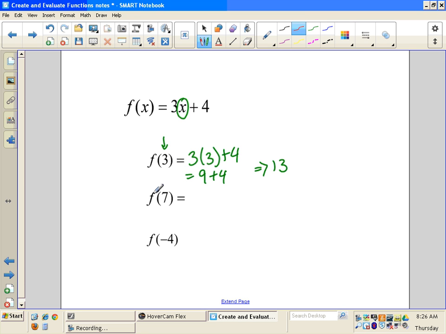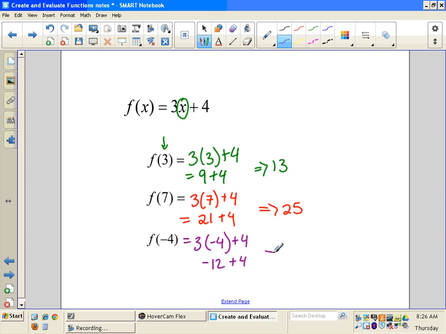For the next problem, it says put 7 into the function f. So I'm still using the same function. If I put 7 in for x, then that's going to become 3 times 7 plus 4. Well, that's going to be 21 plus 4. My output is 25. And lastly, what if I put a negative number in as my input? Same deal. Put in negative 4 for the x. So that's going to become 3 times negative 4 plus 4, or negative 12 plus 4. Negative 12 plus 4, so negative plus a positive, that's going to leave me with a negative 8.